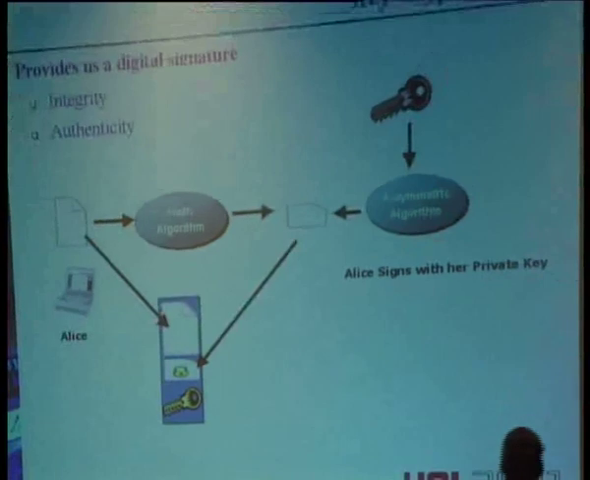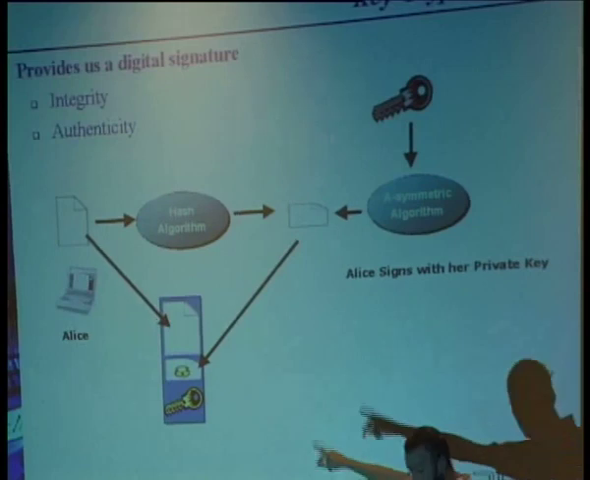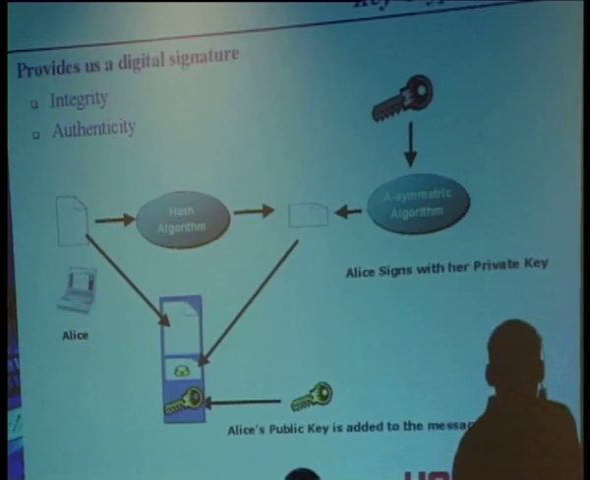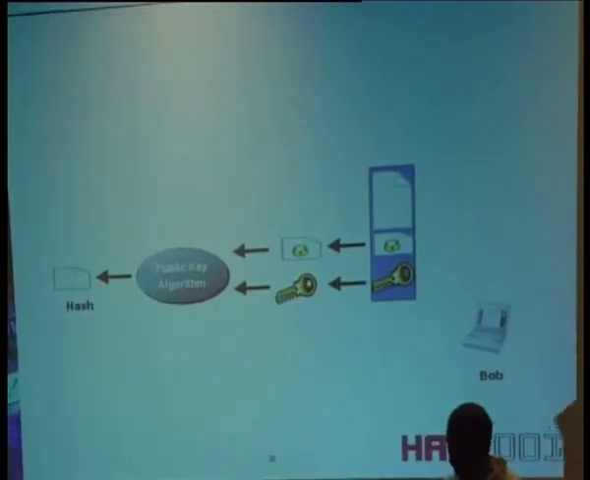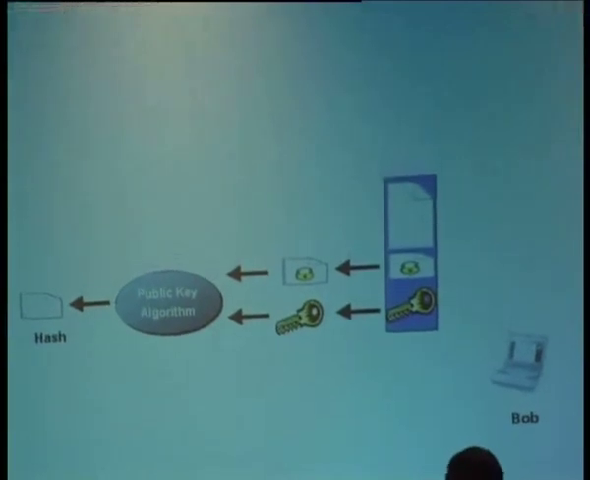So we have the message. Then in the middle, we have the encrypted hash, the signed hash, and then we have her public key, and she sends this message to Bob. Then we have Bob. Bob receives the message. Bob takes Alice's public key and decrypts the hash.